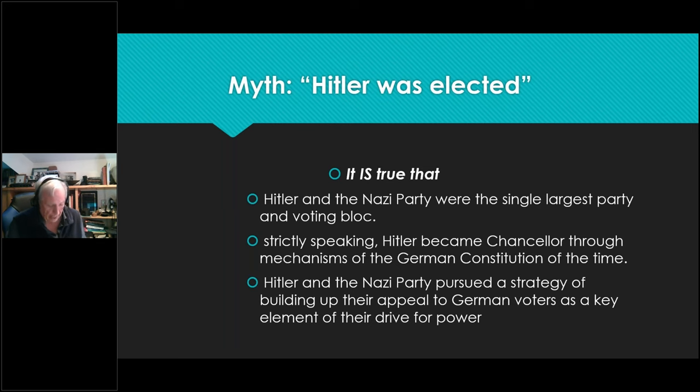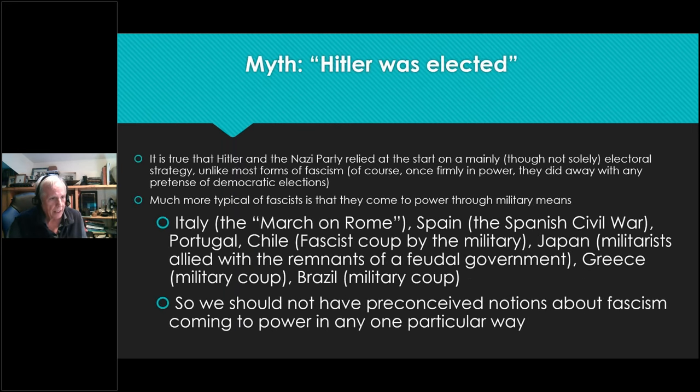Manipulated it. But while they relied at the start on a mainly, though not solely, electoral strategy, which is different than most forms of fascism that we've seen. Of course, once firmly in power, they did away with any pretense of democratic elections.